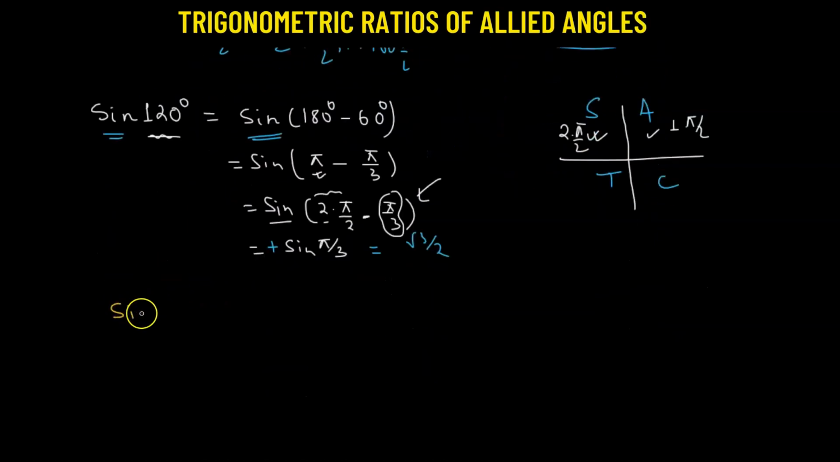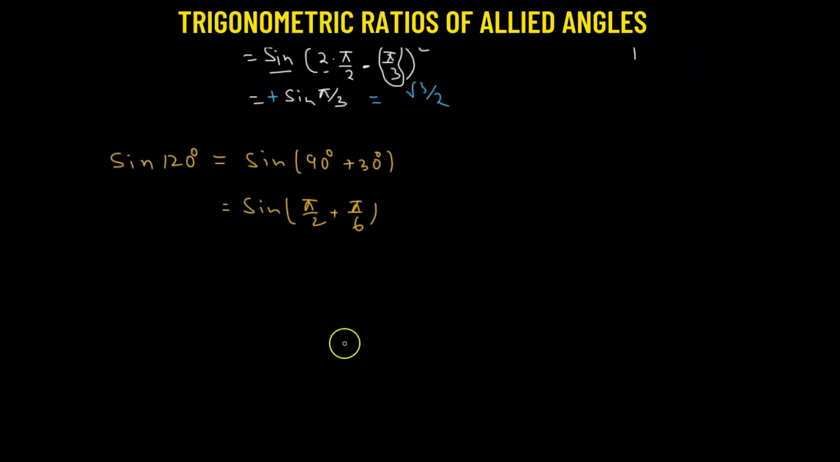This is going to help us understand the power of this idea. So sine 120 degrees, we can also express it as sine of 90 degrees plus 30 degrees, because 90 plus 30, that's also 120 degrees. So we have 90 degrees, which is pi over 2, and 30 degrees, so that's pi over 6. Now we have an odd multiple of pi over 2.